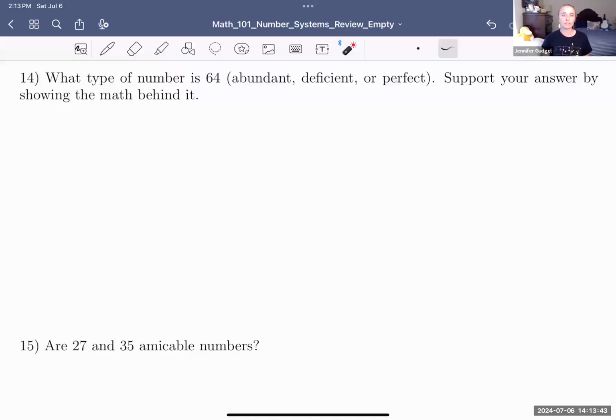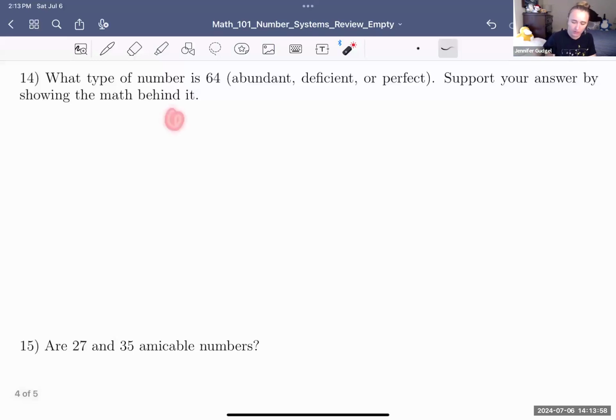What type of number is 64? Is it abundant, deficient, or perfect? Those are our three options. We need to support our answer by showing the math behind it. I don't want you to just take a guess, write it, and move on, okay? I need to see why you said what you said.